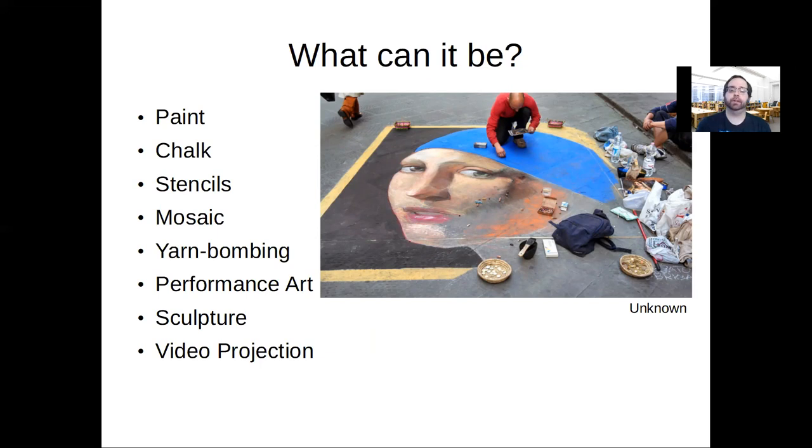This is a photo I took about 7 years ago in Florence, Italy. I don't remember the name of the person doing the drawing. You can kind of see part of their name there at the bottom right of the image. There was a whole group of people on this street doing chalk recreations of famous paintings, famous works of art. And this is Girl with a Pearl Earring done in chalk.